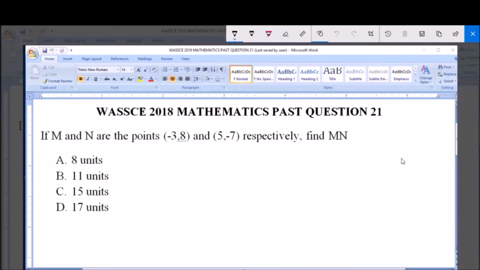If M and N are the points minus 3, 8, that is the coordinates of this point, and 5, minus 7 respectively, find MN, that is find the distance between point M and point N.